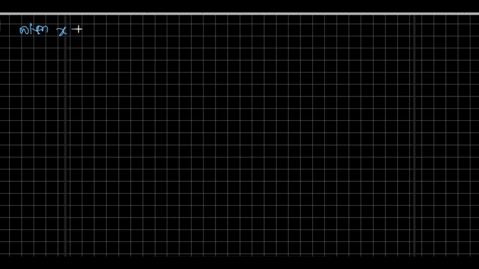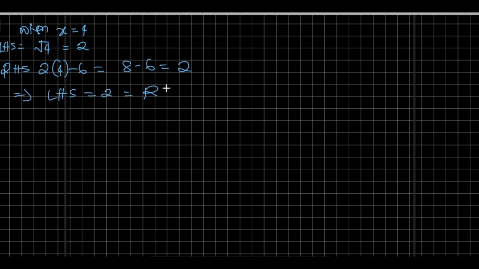So when x equals 4, square root of 4, we have the LHS, square root of 4, which is 2. We have the RHS, RHS has no square root, so that is 2 bracket 4 minus 6, which is 8 minus 6, which equals 2. So here, I see that LHS equals 2, which is RHS. So therefore, we conclude that x equals 4.